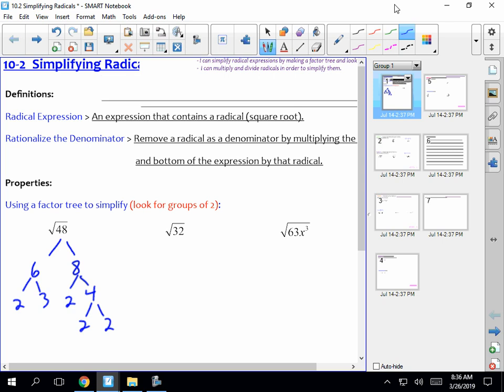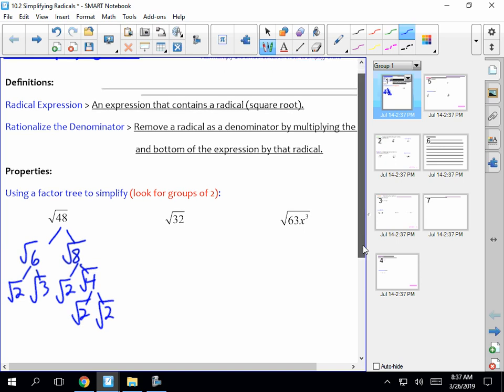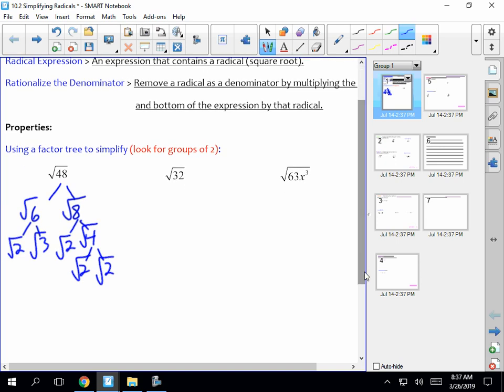Now, what we need to understand is that there's a radical over the top of this, so there's got to be a radical over each of these as we go through. We don't write the radicals when we're doing the factor trees. You don't need to do this, but you need to understand that there's a radical over each of these. So I'd like you maybe just to do this on this first one. This is a factor tree.